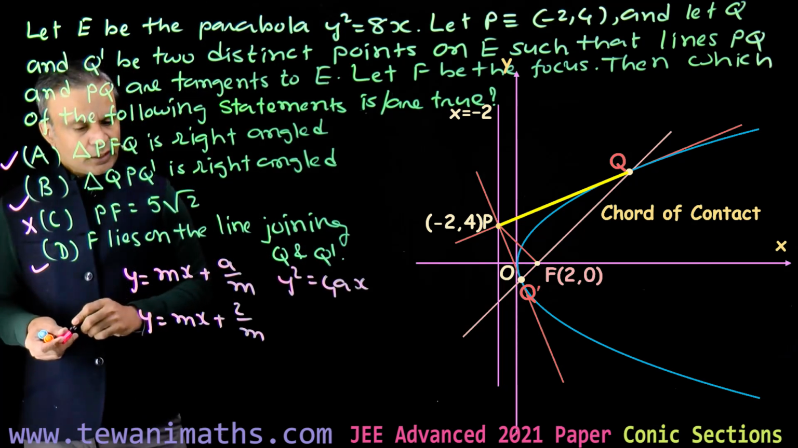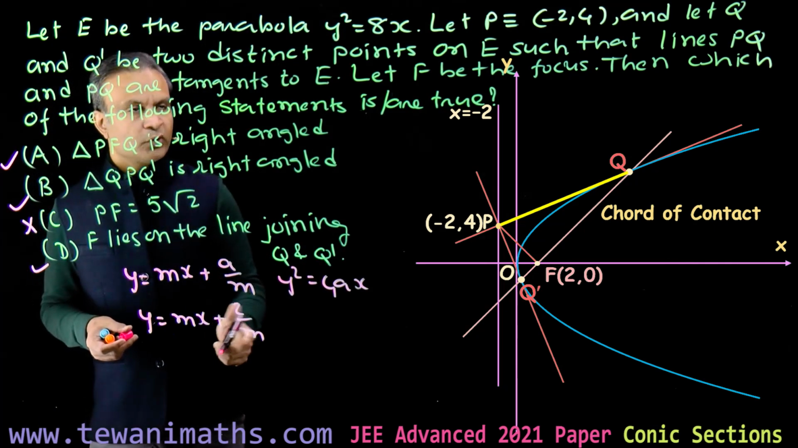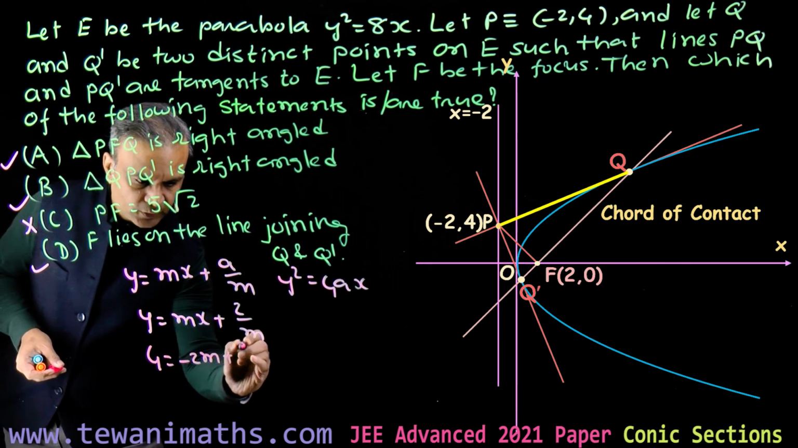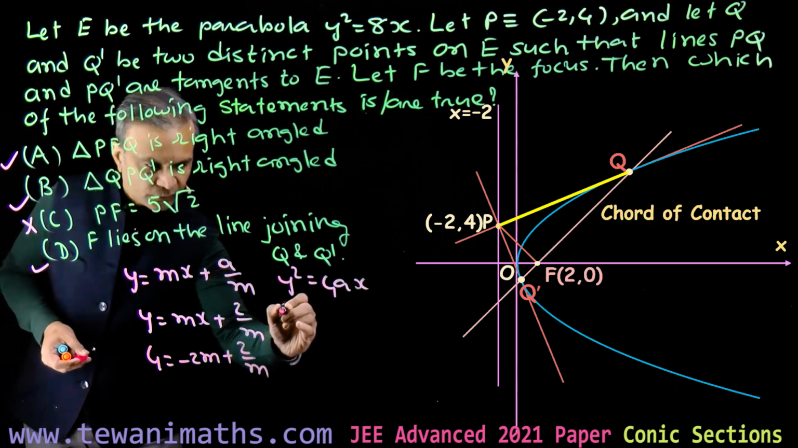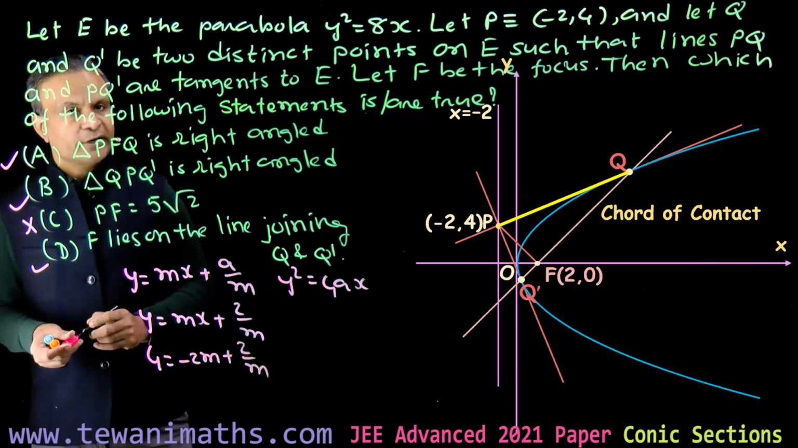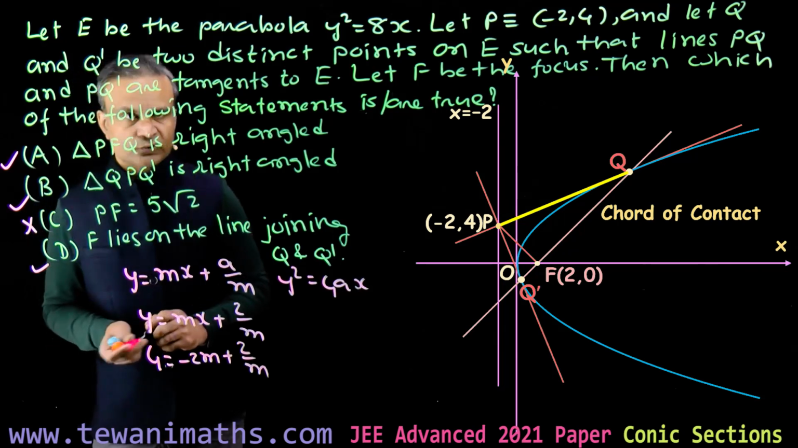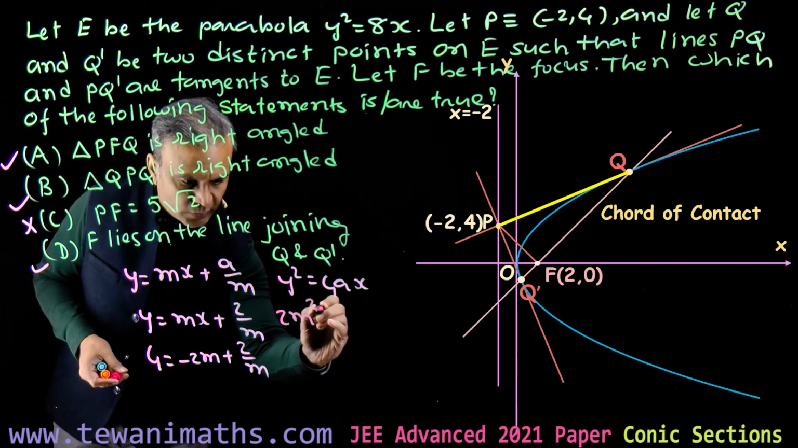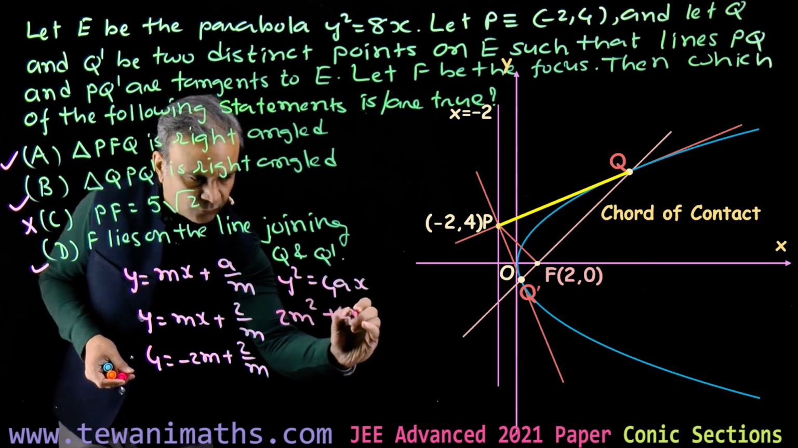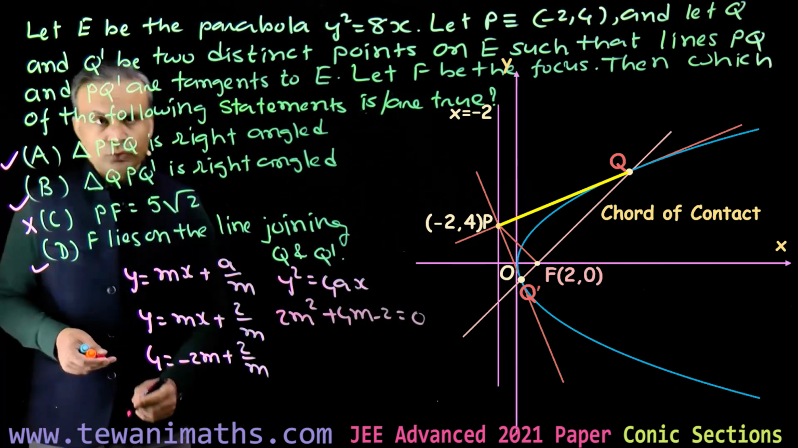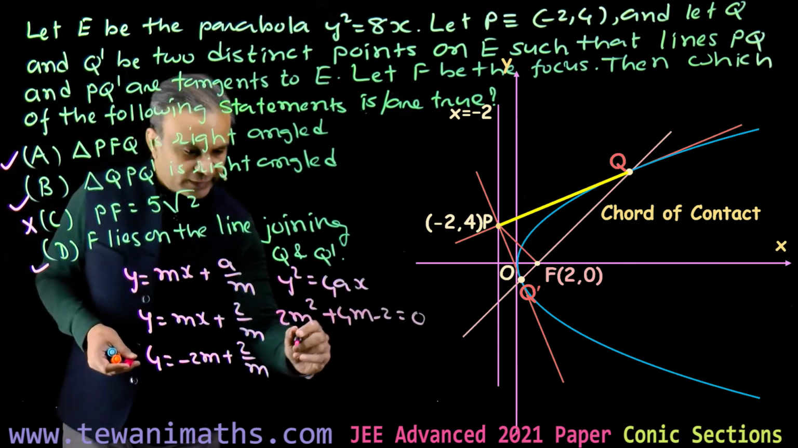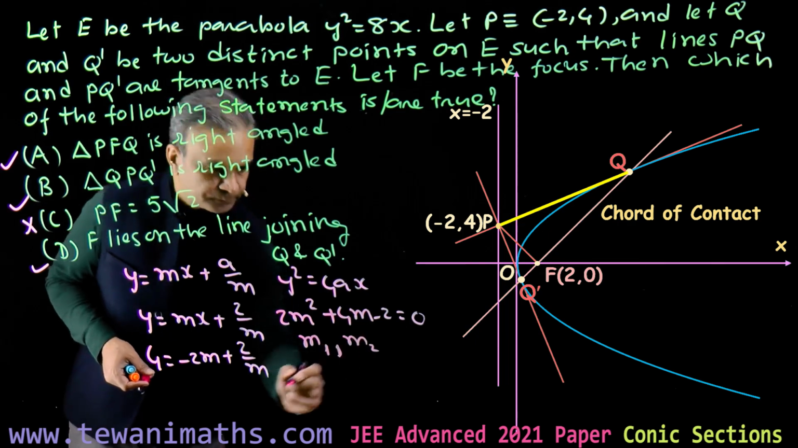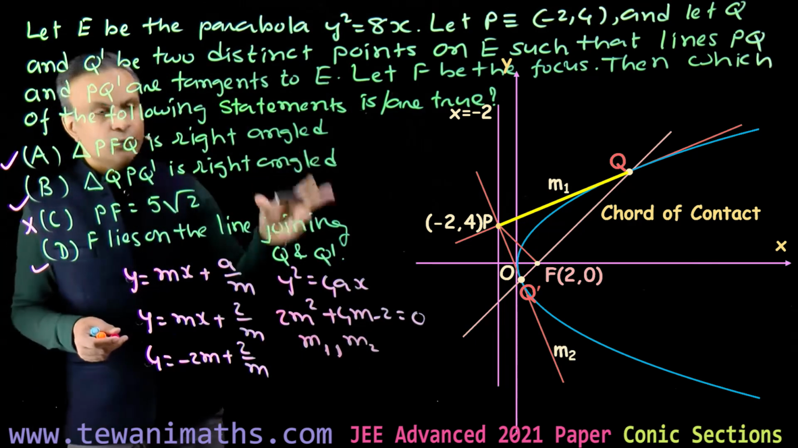Okay, now this tangent passes through point P. Okay, so we have 4 is equal to minus 2m plus 2 over m. We get quadratic in m because from point P we can draw 2 tangents. So definitely there will be 2 values of m. We have quadratic in m, that is 2m square plus 4m minus 2 is equal to 0. Okay, from this we will get 2 values of m, m1 and m2. These 2 values will be slopes of tangents PQ and PQ dash.